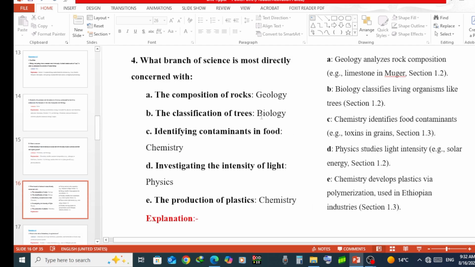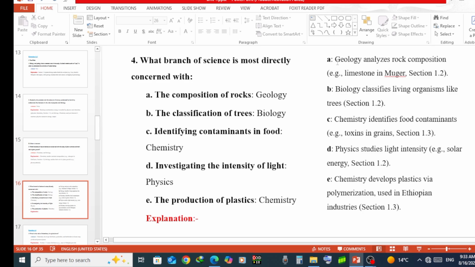The answer: the composition of rocks is all about geology because of the study of rock. The classification of trees, this is classification, a field of biology. Identifying contaminants in food is an issue of composition, therefore that's chemistry. Investigating the intensity of light, light is a field studied under physics. The production of plastics is under chemistry. So these are the correct answers for the given questions.